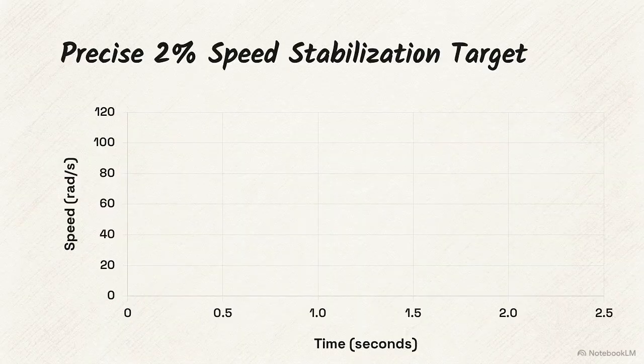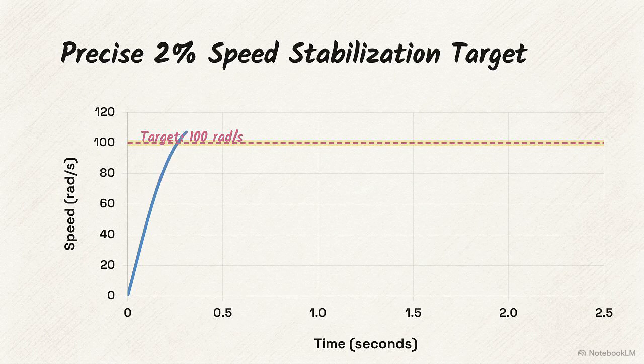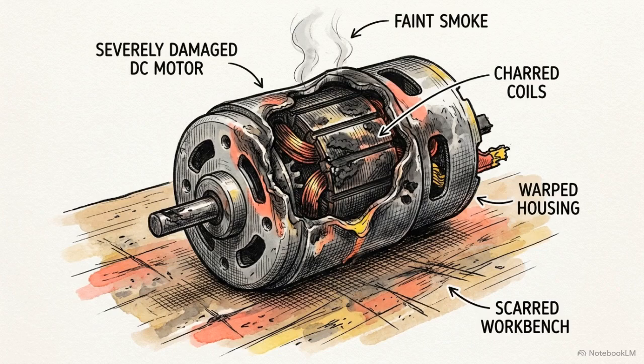This graph maps our precise performance target. Notice the boundary at the top. The system must settle within a narrow 2% error band, eliminating virtually all variance. Attempting to achieve this precision through physical trial and error risks hardware failure.